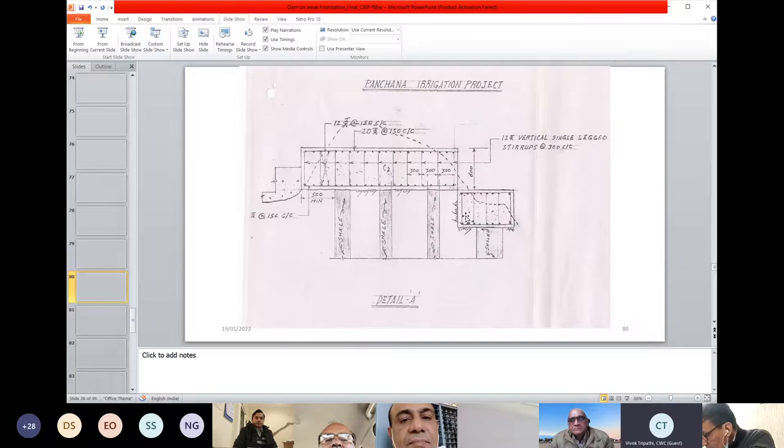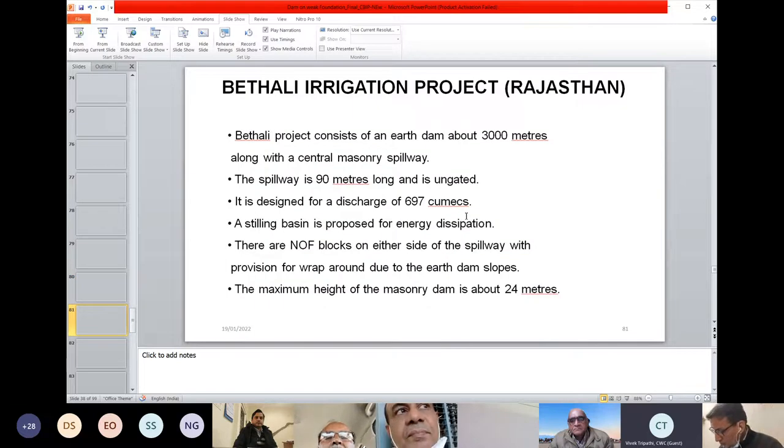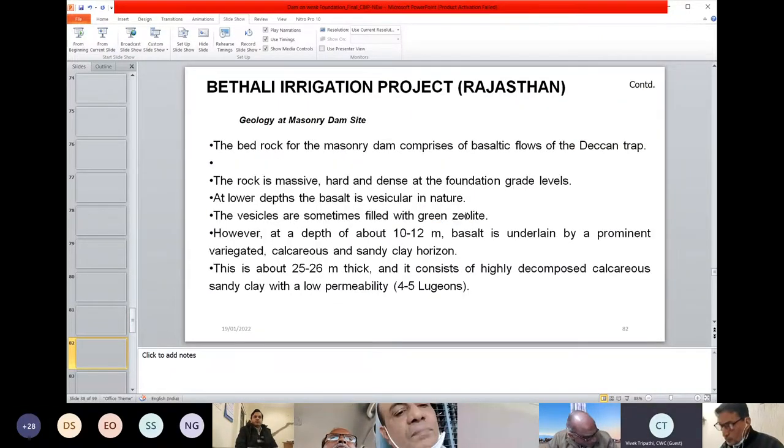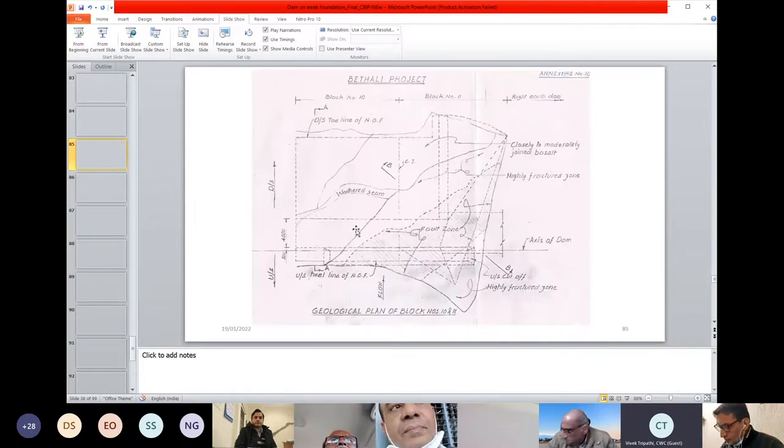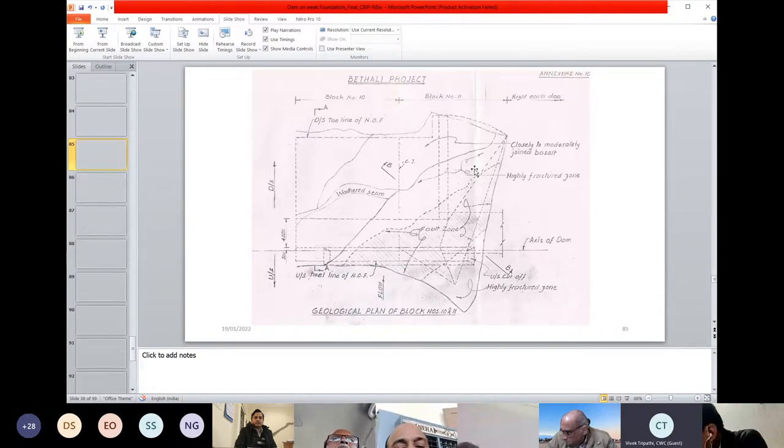In this session, the reinforcement were given. Then similar is one Vethali Dam irrigation project in Rajasthan. If you see here also, it is a masonry dam. This zone was a fault zone. Here, this is upstream, this is downstream. So this area was falling in the fault zone.